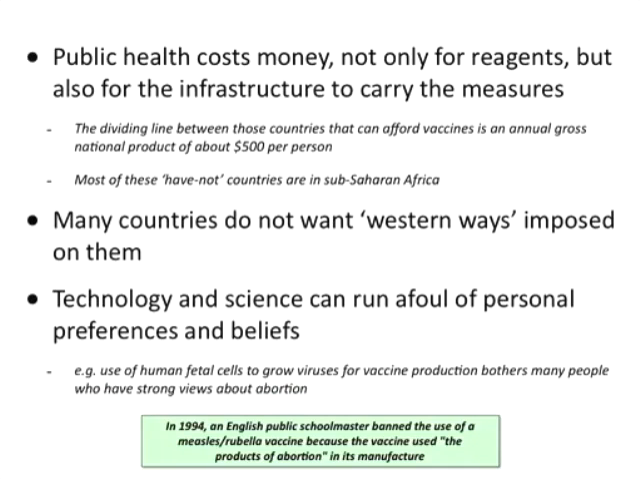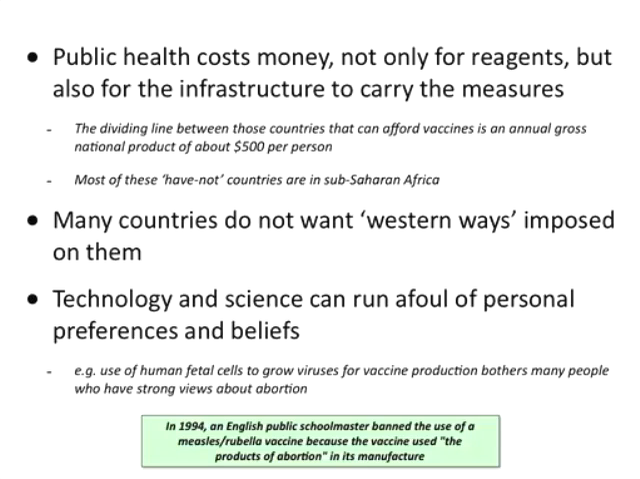So the dividing line, interestingly, between countries that can afford vaccines and can't is a gross national product of $500 a person. So that makes the difference. And most of them are located in sub-Saharan Africa. They simply can't afford to be immunized. It's a shame because we have vaccines for many diseases that affect these areas, but they can't be used there. But there are more problems than money.